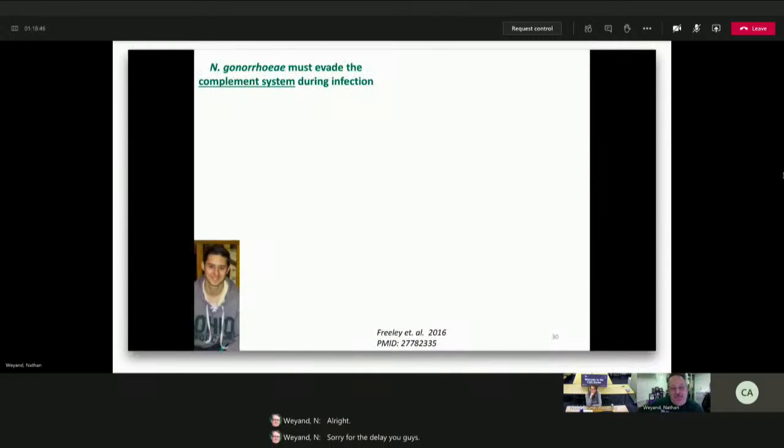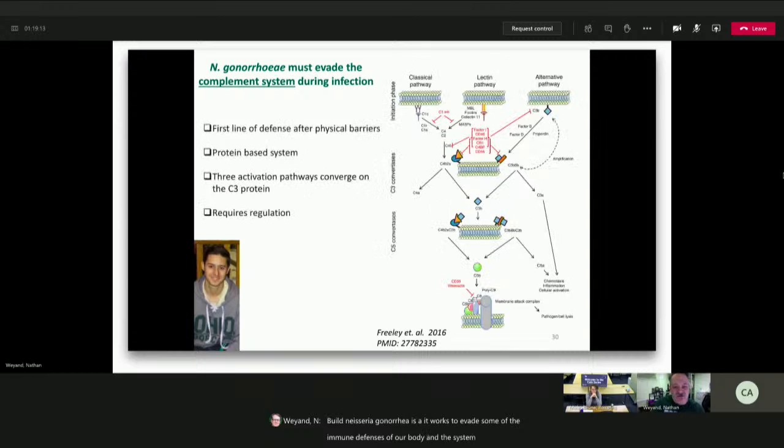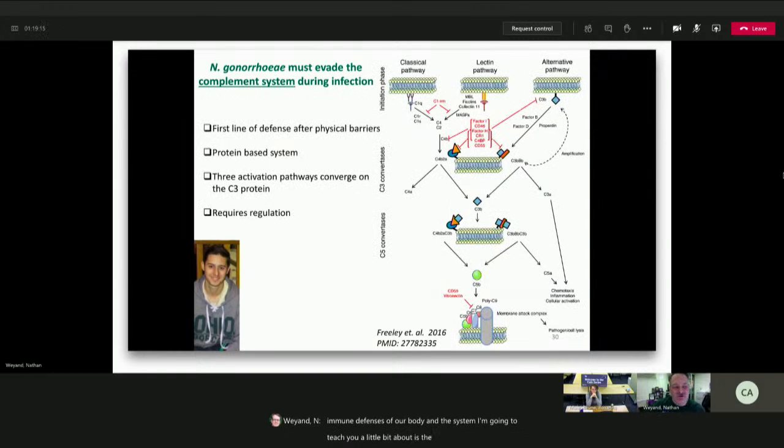All right, so I'm going to talk about this complement system now and the process by which Neisseria gonorrhoeae evades complement. Perhaps you watched some debates during this political season, and you'd notice that sometimes politicians evaded the question that was asked. Well, Neisseria gonorrhoeae works to evade some of the immune defenses of our body. And the system I'm going to teach you a little bit about is the complement system.